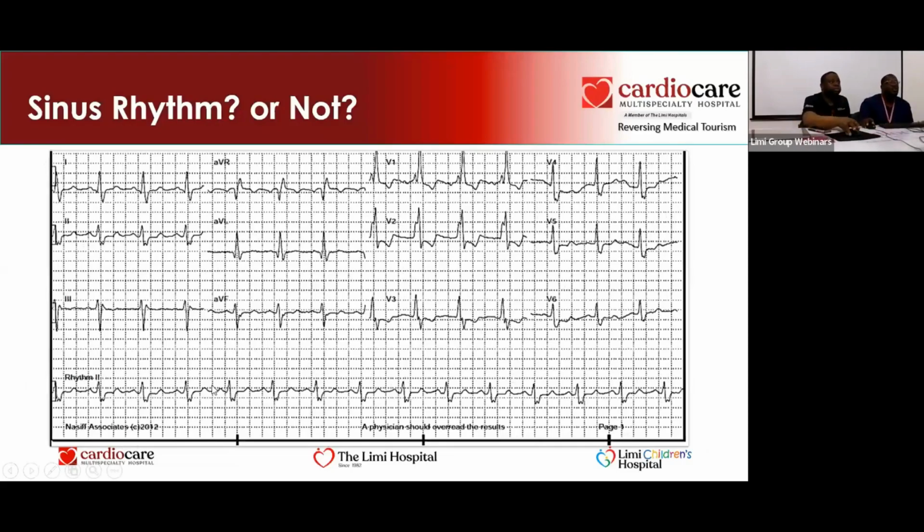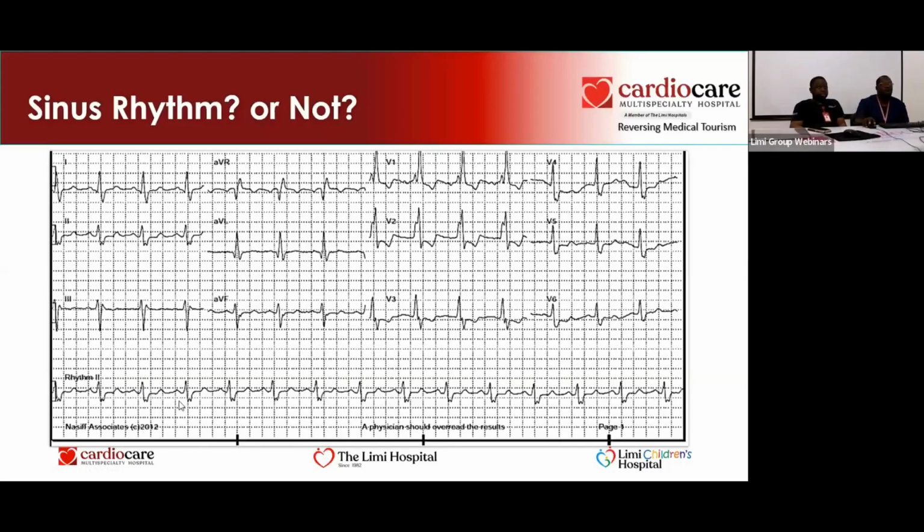The second question is, when we come to lead 2, the P wave. Are they upright? This P wave is upright. This P wave is upright. This is a P wave. And if you go to AVR, the P waves, are they inverted? Yes, inverted. So that's the second criterion.